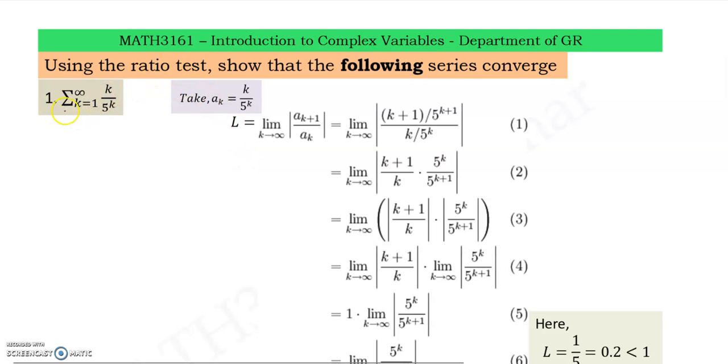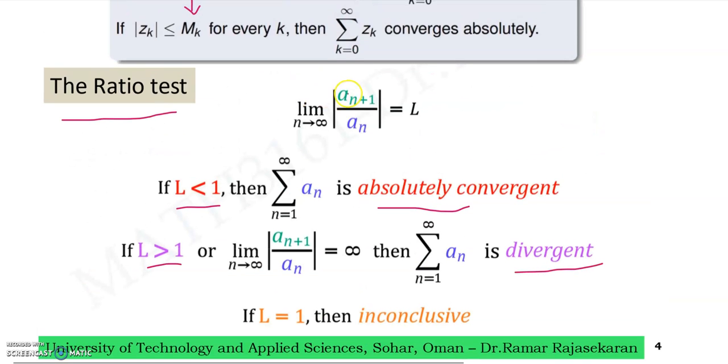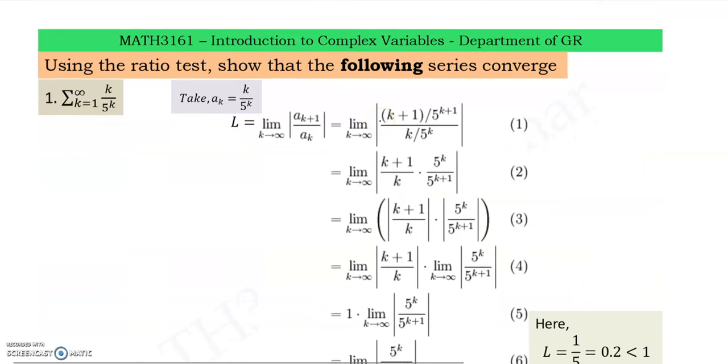Now what is the first question? The summation from k equals 1 to infinity of k over 5 to the power k. We take a_k equal to k over 5 to the power k. To use the ratio test, what do we have to do? We have to find the limit as n tends to infinity of the modulus of a_(n+1) divided by a_n. We say that this value is L. Here we take a_k, so we are going to find L equal to the limit as k tends to infinity of a_(k+1) by a_k.